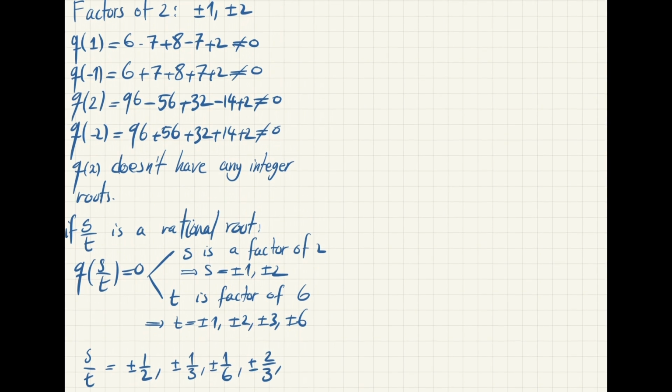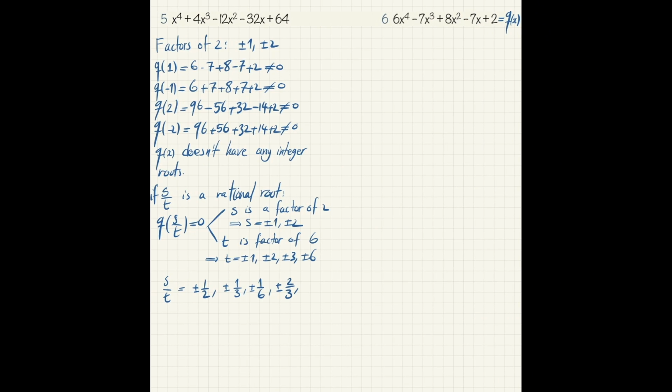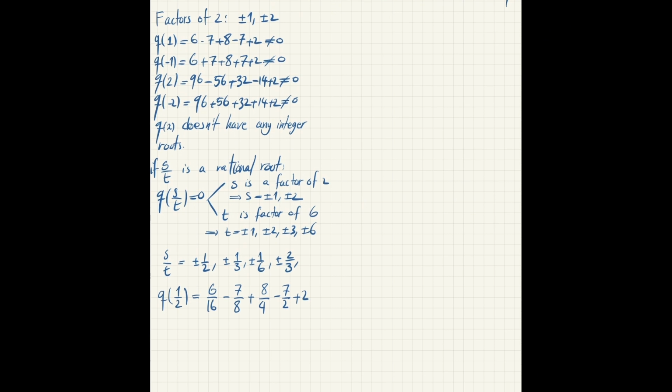Okay, now let me make this a little bit smaller so that I can see it here. So let us calculate q of 1 over 2. So then what happens? It becomes 6 over 16 and then minus 7 over 8, and then I will have 8 over 4 minus 7 over 2, and then I have 2. So let us simplify that.